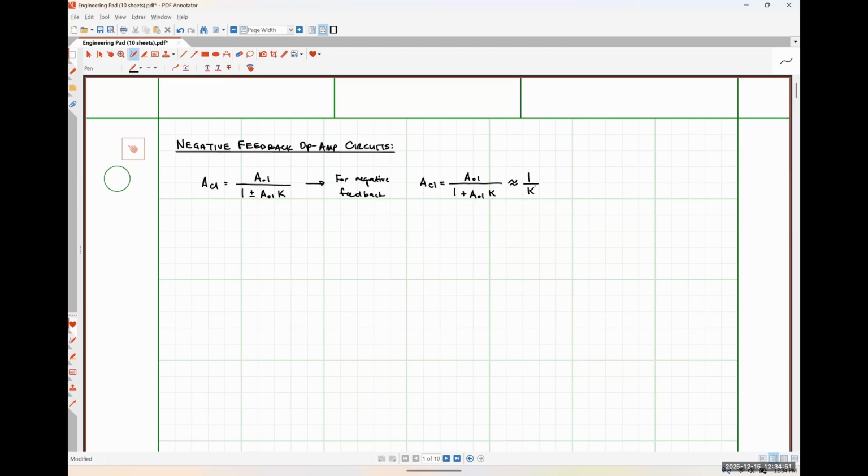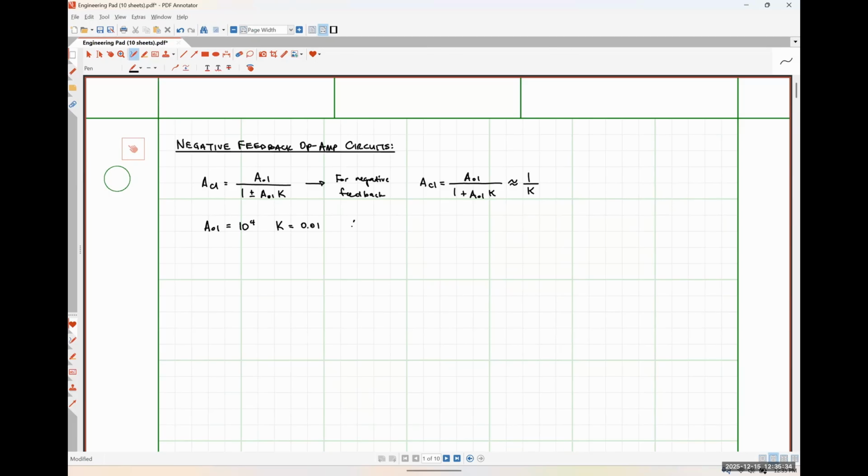So gain sensitivity meant that a small change in open loop gain gave us a really large change in closed loop gain. Desensitivity, again, is the opposite. A small change in the open loop gain will result in practically no change in the closed loop gain. So as an example, let's consider a system where we have an open loop gain of 10 to the 4 and a feedback factor of 0.01, right? So I believe these numbers are very similar to what we used last time.